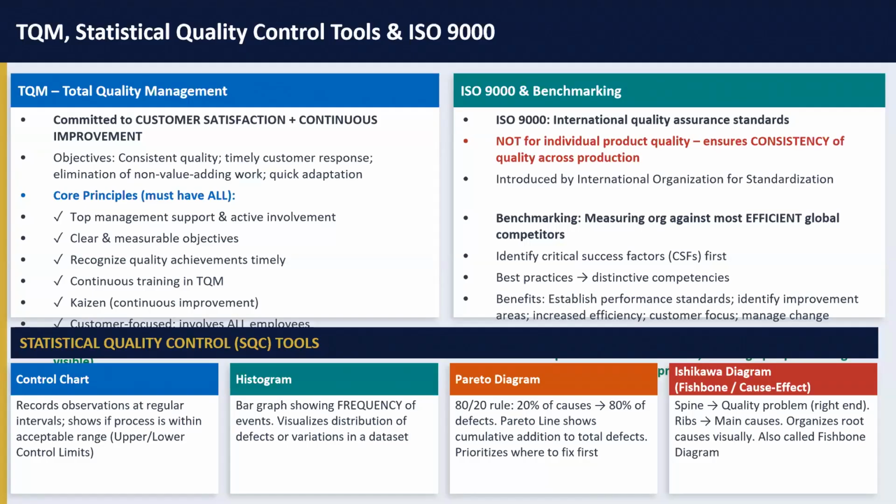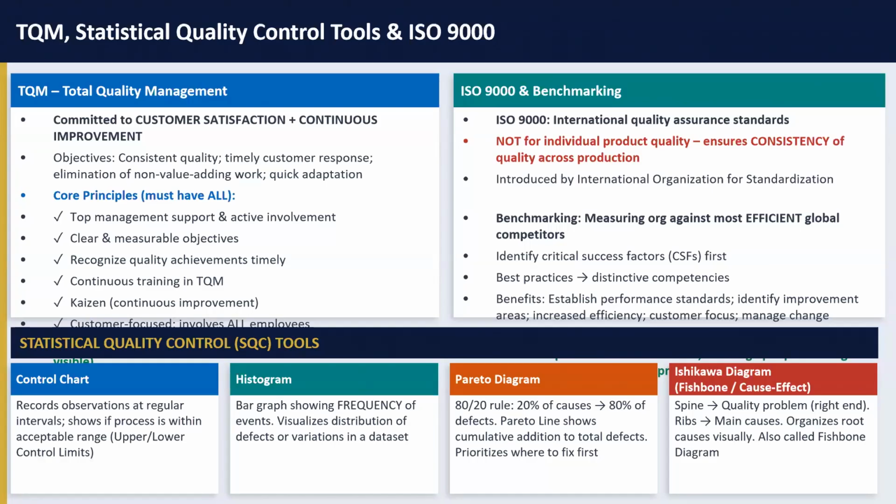Then Pareto diagram. This follows the 80-20 rule, which we came across in the previous session. 80% of your problems will be caused by 20% of the causes. 20% of the causes lead to 80% of defects. So what are these 20% of the causes? We will identify them, solve them first, and move on to the next cause. That is what we do in a Pareto diagram.